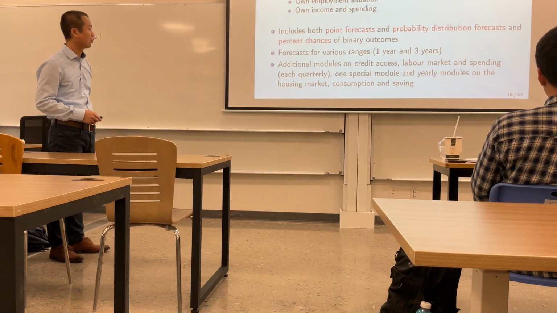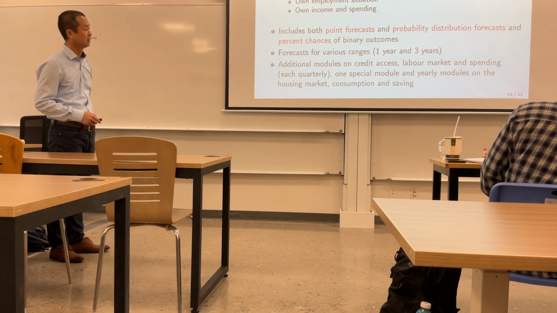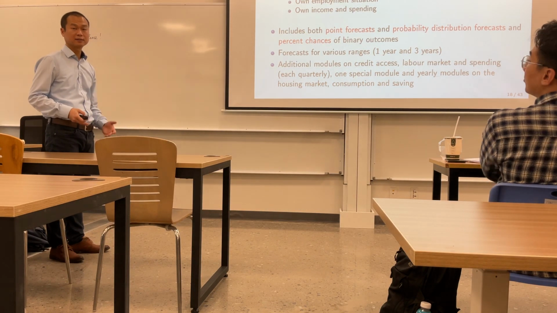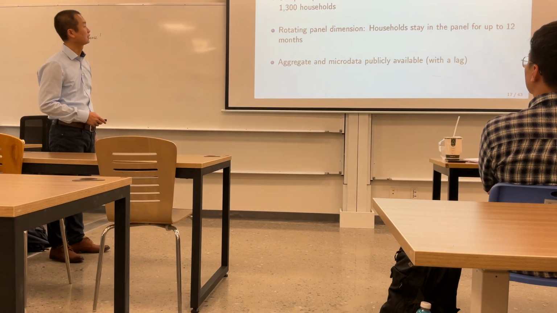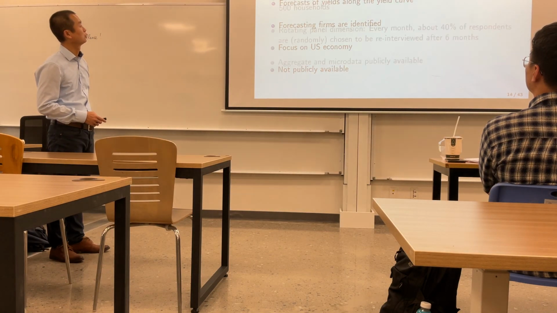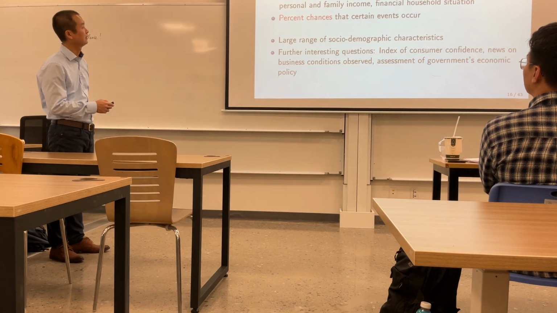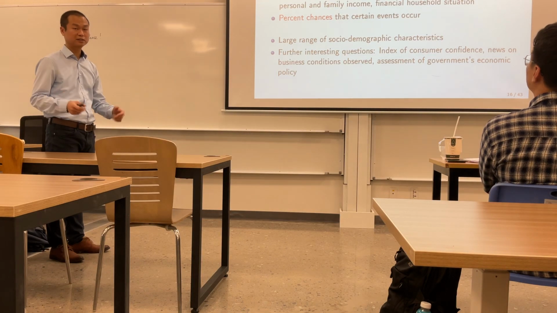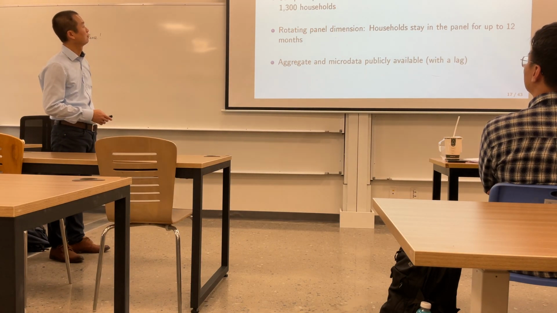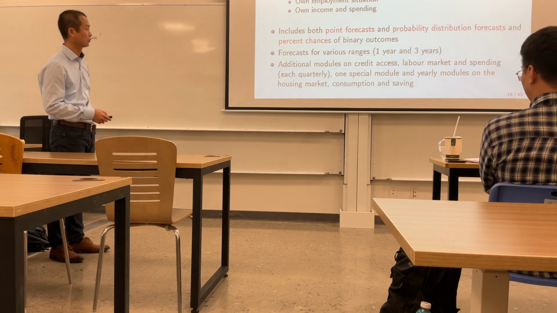And the forecast horizon here is just from 1 year up to 3 years. Compared with the Michigan survey, it can go up to 5 to 10 years of long-term expectation. But for the New York Fed survey, it is just about 1 to 3 years.